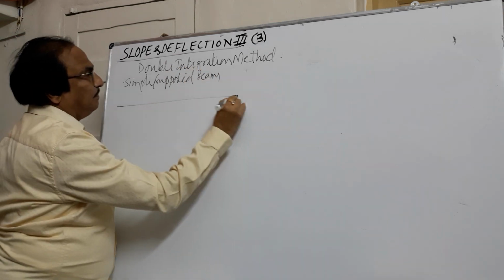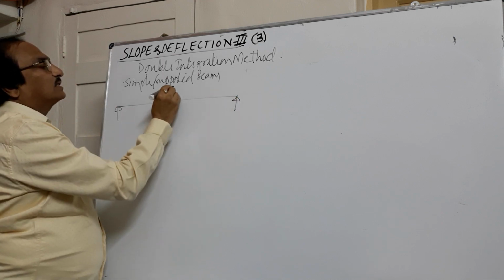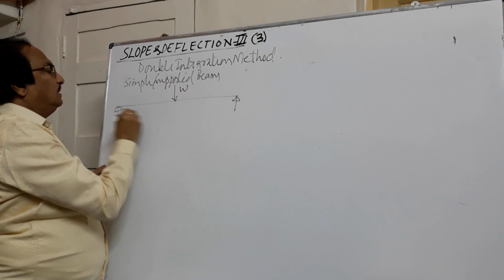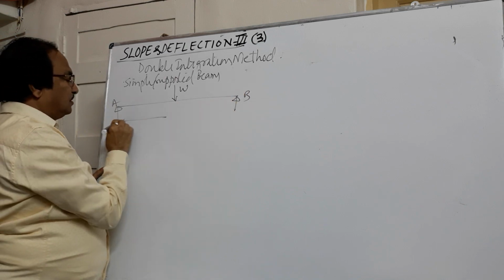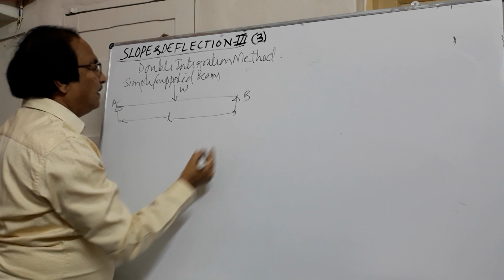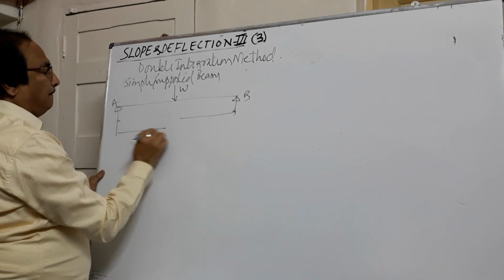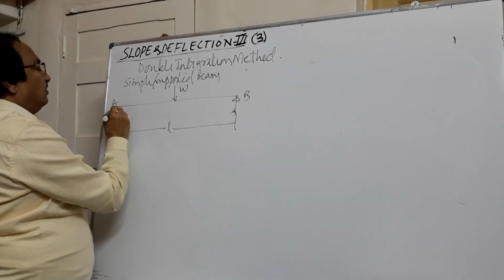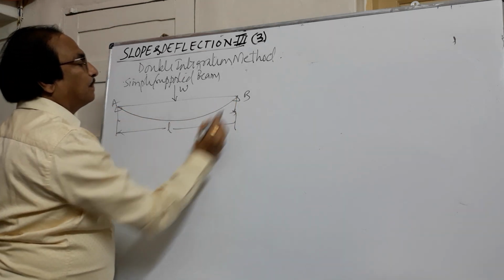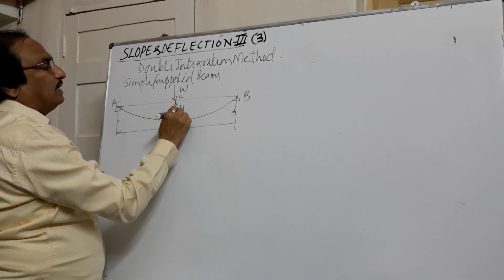Suppose this is a beam. It is simply supported at the ends, and it is carrying a concentrated load W at the center. AB is the beam and L is the span of the beam here. Now this beam will get deflected like this. If I call this point C, there will be deflection YC.